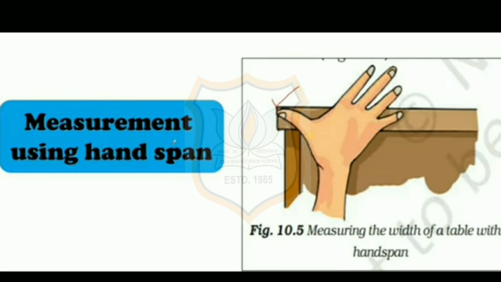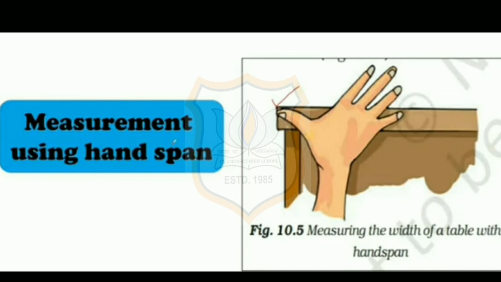Activity 2: Measurement using handspan. To measure the length of a table using a handspan, measure the length of a given table with your handspan. Handspan is the distance between the tip of the thumb and the tip of the little finger of a fully stretched hand. Suppose it is 8 handspans.